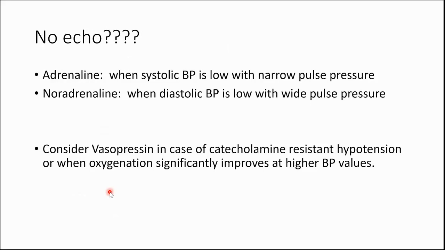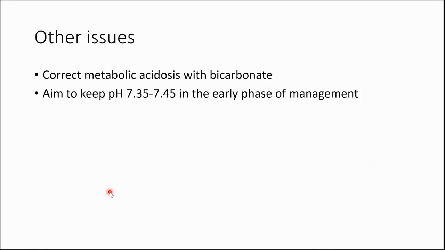Okay. So I was talking about echocardiogram to decide on the second line inotrope, but if you don't have an echocardiogram, don't worry, again, we have a getaway. So if your systolic blood pressure is low with a narrow pulse pressure, that means your heart is not functioning well, in which case you must use adrenaline. But if your diastolic blood pressure is very low with a wide pulse pressure, that means there's a peripheral vasodilation, in which instance you have to use NORAD. Okay, so that's how you determine which inotrope to use next.